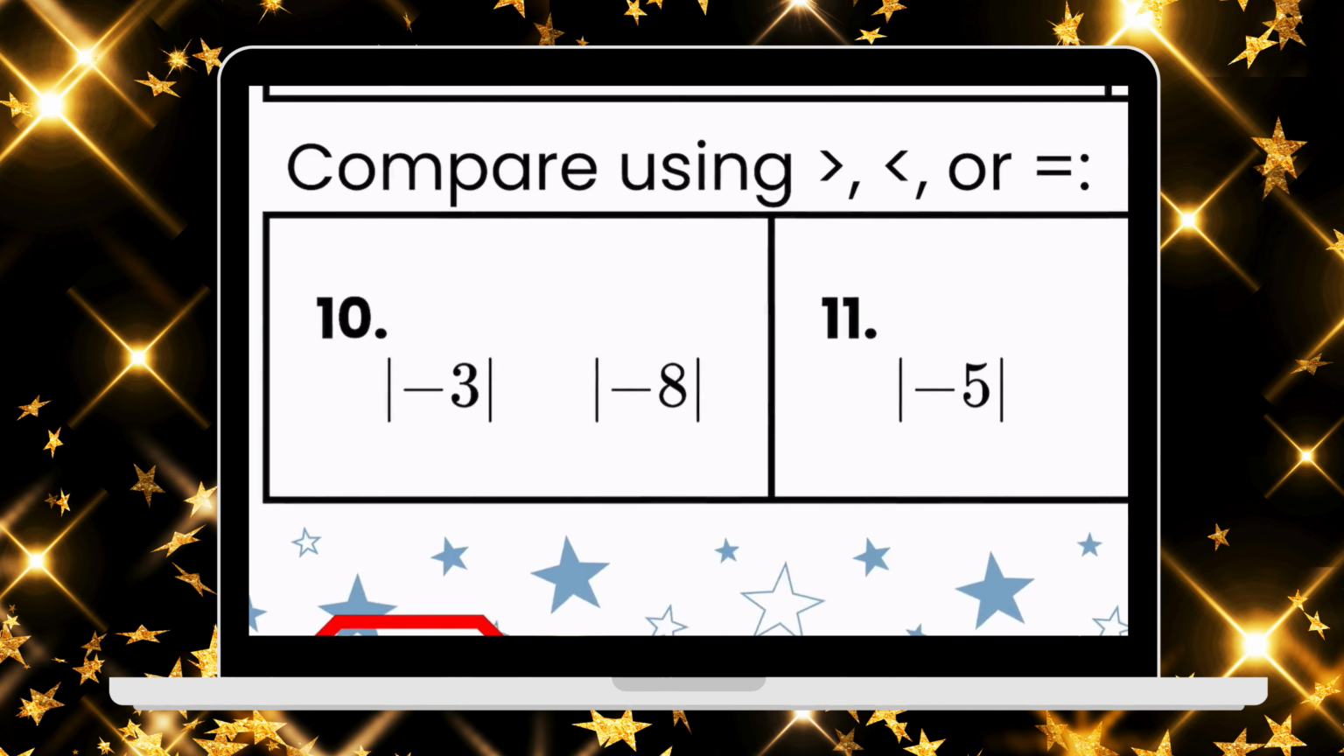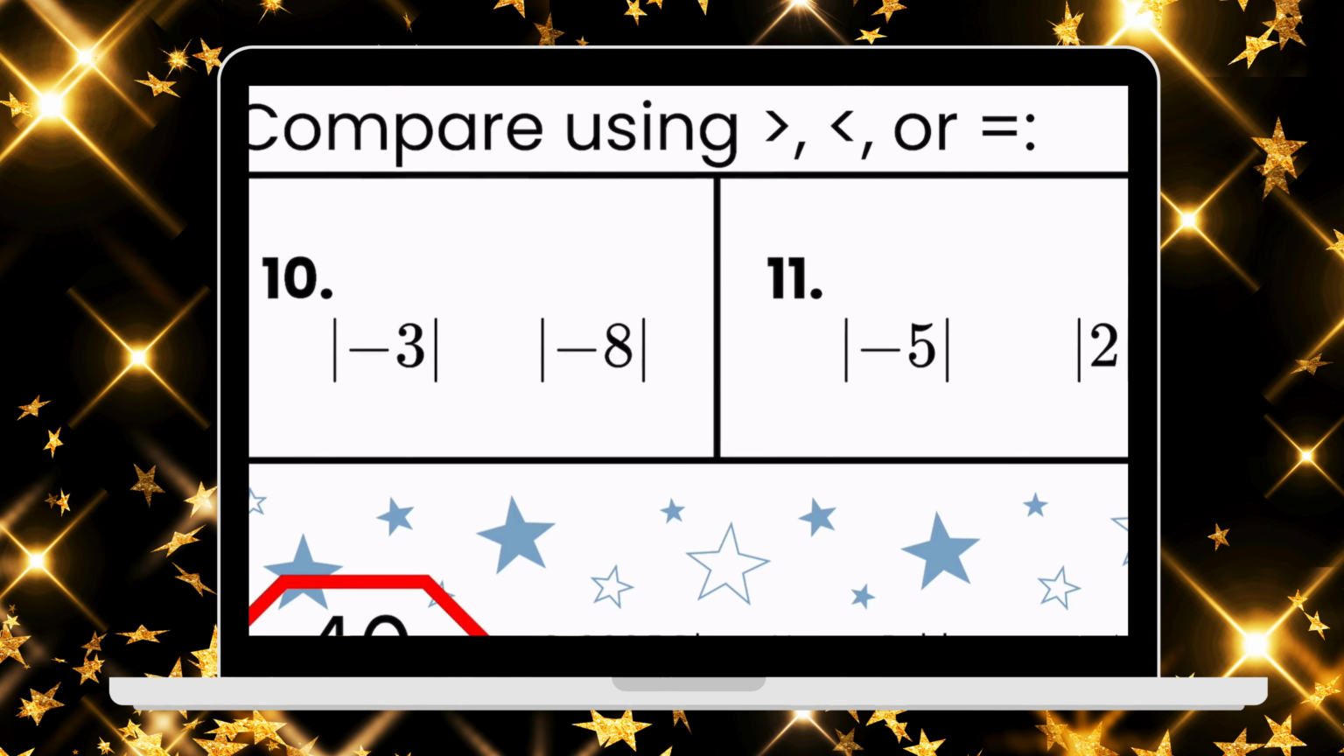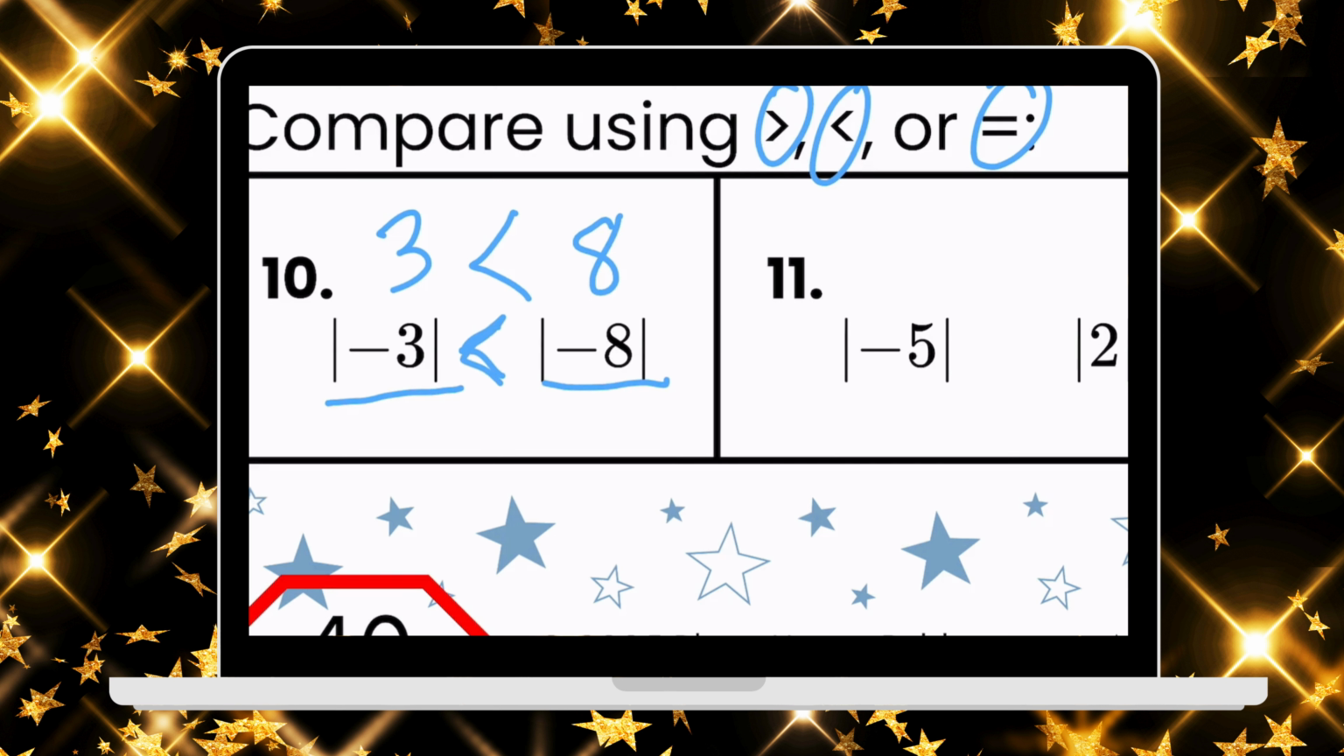Okay, let's just do 2 more quick problems comparing greater than, less than, or equal to. So the absolute value of -3, okay, I know is the distance of 3 spaces versus the absolute value of -8. That's a distance of 8 spaces. So the absolute value of -8 equals 8. The absolute value of -3 equals 3. Therefore, 3 is less than 8. Or the absolute value of -3 is less than the absolute value of -8 would be our answer.